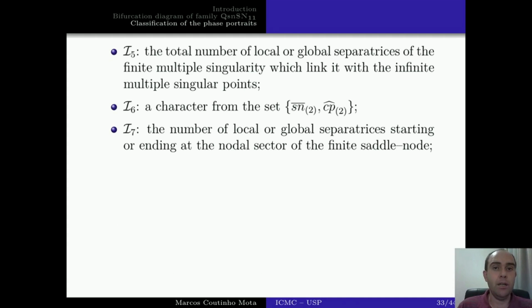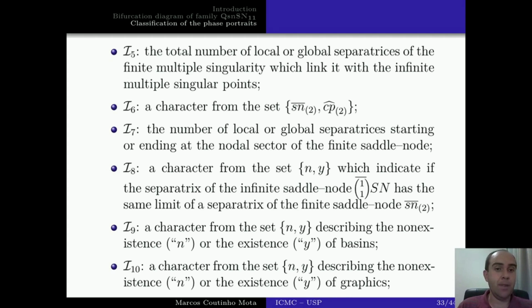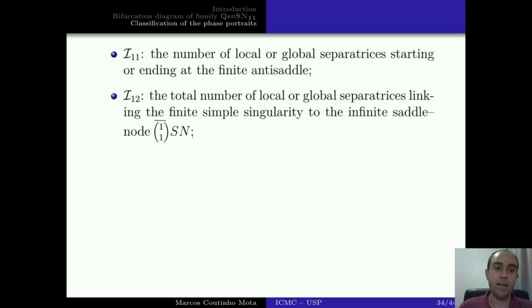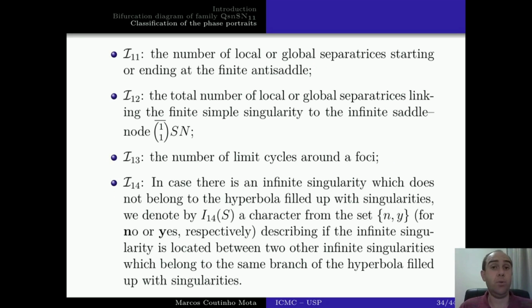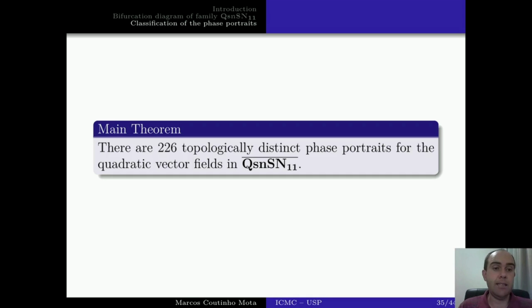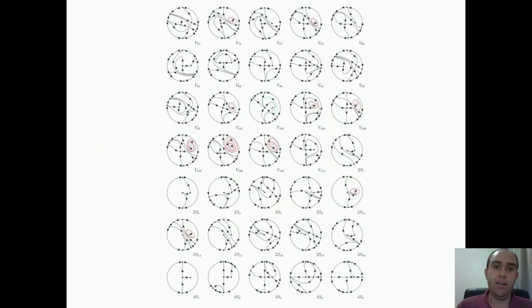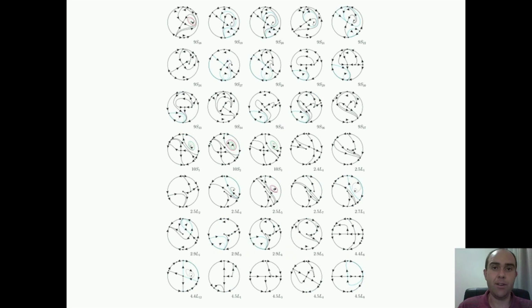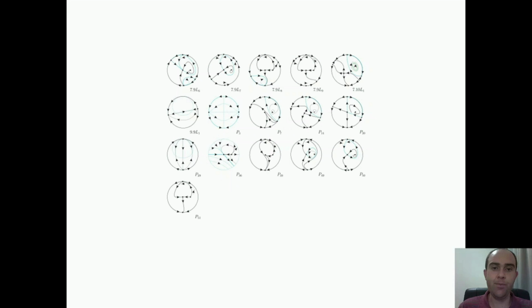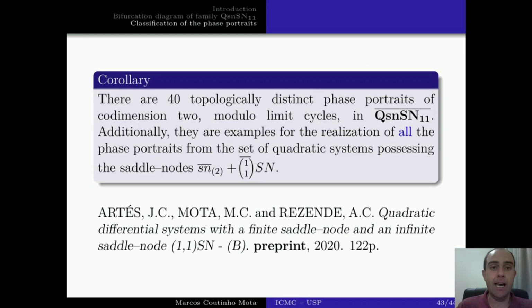We go up to I14, and with these 14 invariants, we could distinguish among all the 631 phase portraits, and as a result, we conclude that there are 226 topologically distinct phase portraits for the quadratic vector fields in this closure. Here I'm presenting the 226 phase portraits. Okay, 7 pages. As a result, we conclude the following corollary.